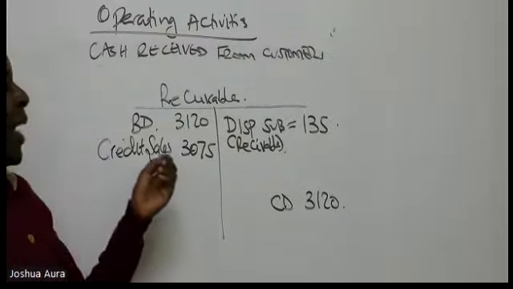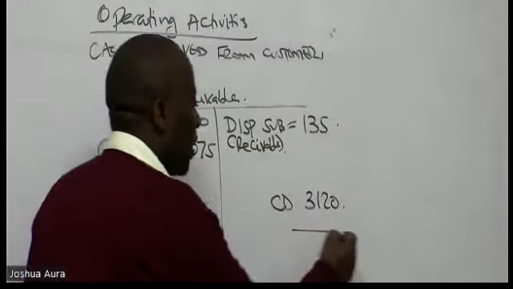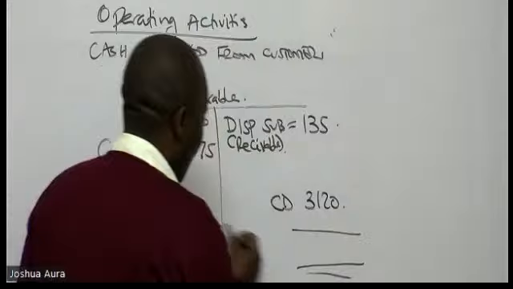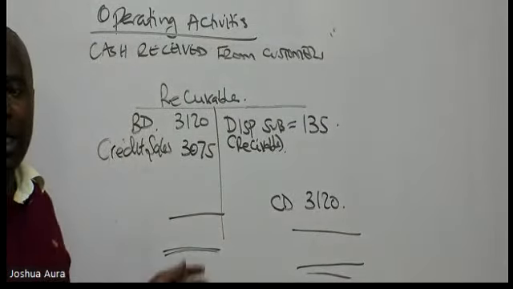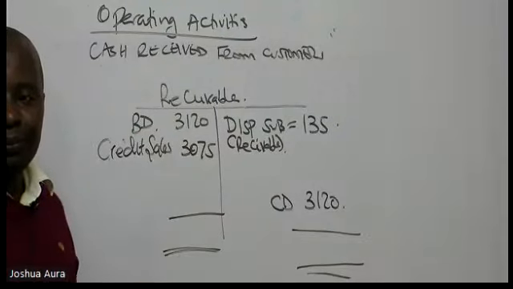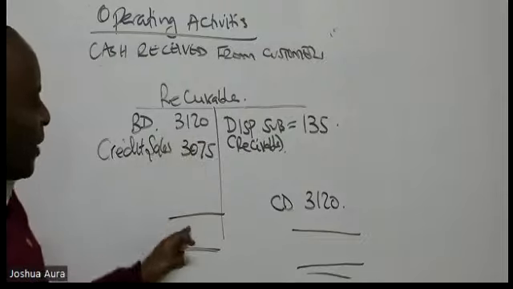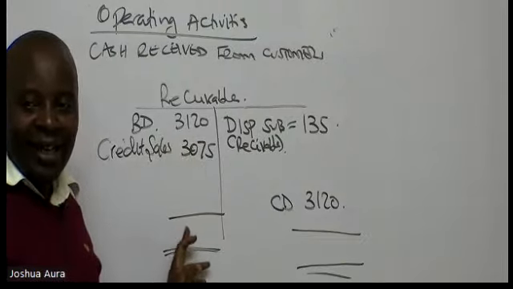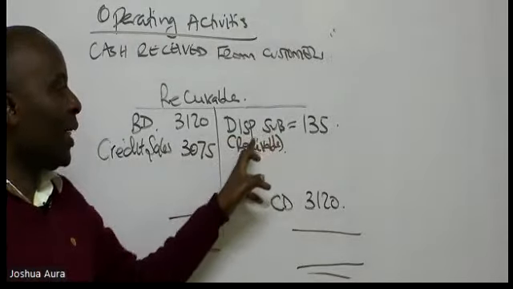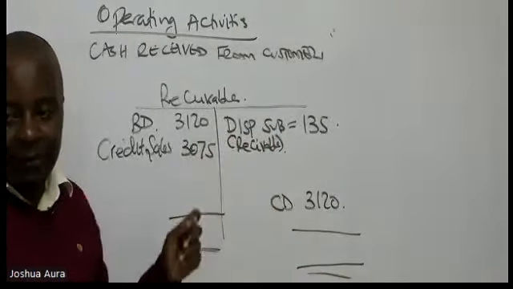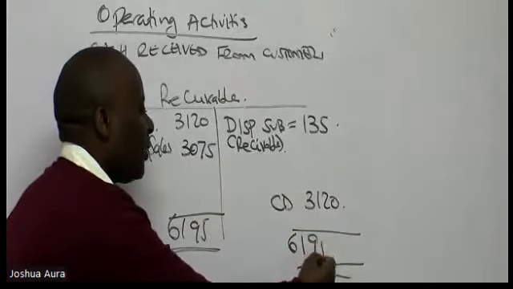So, ladies and gentlemen, if there are not many transactions affecting our receivables account, come and close this account. Close this account and tell me which side is heavier. Of course, this side. So how much should I book in here? This stands for the receivable of the disposed subsidiary. So this is 6195.